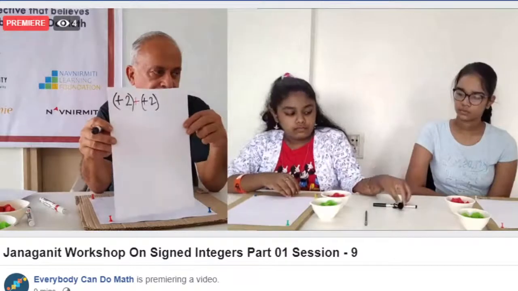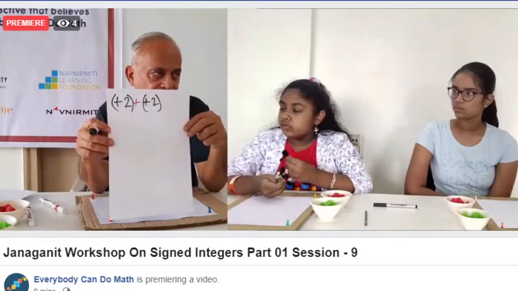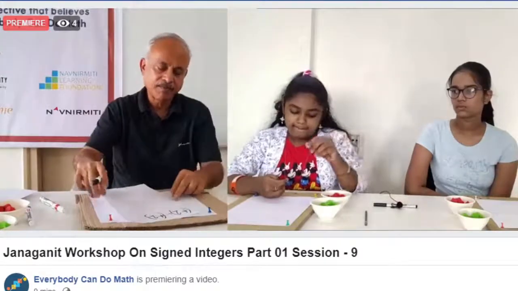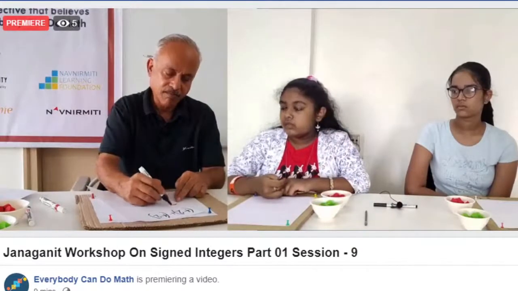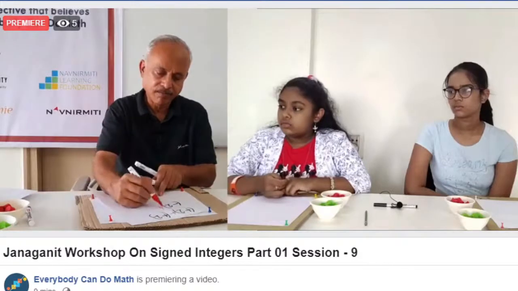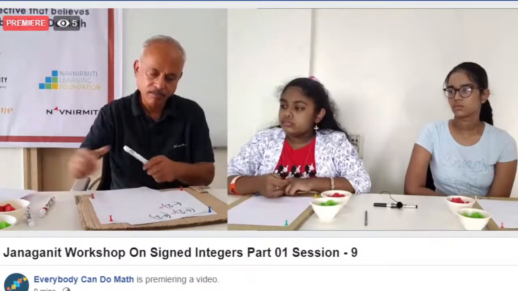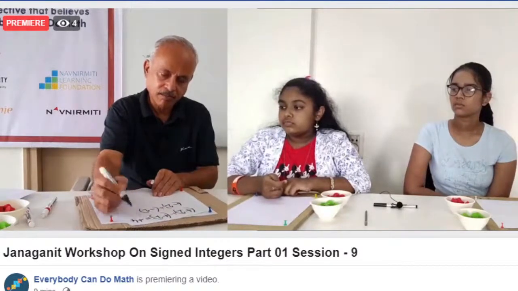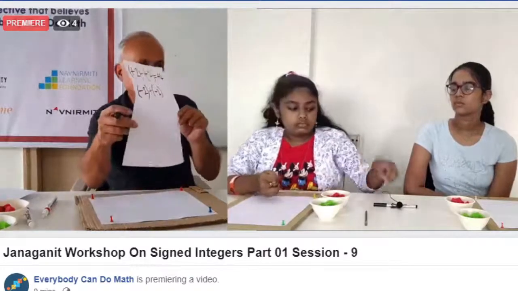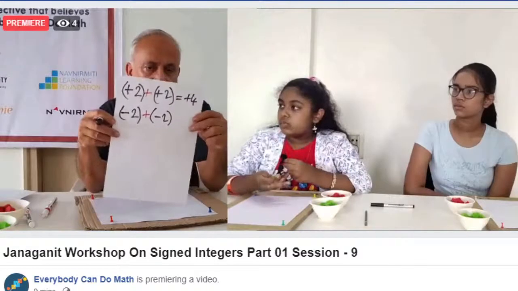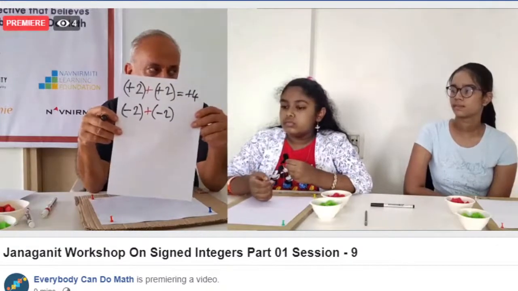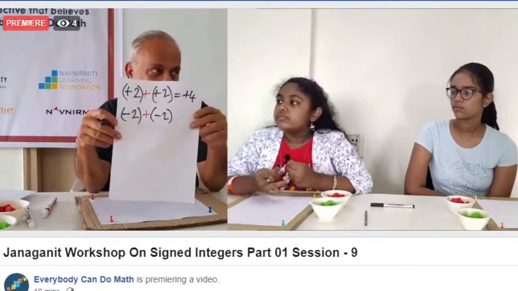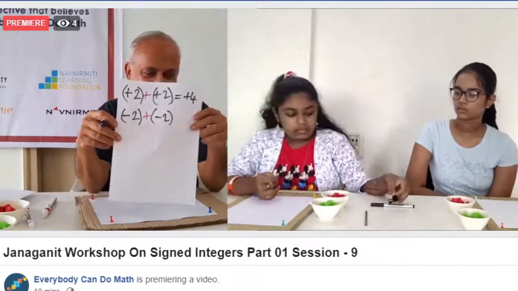Gyan Jyoti? Positive 4. Okay. Again to Gyan Jyoti. Negative 2 plus negative 2. Negative 4. Right? Correct. Okay, I'll write this as negative 4.